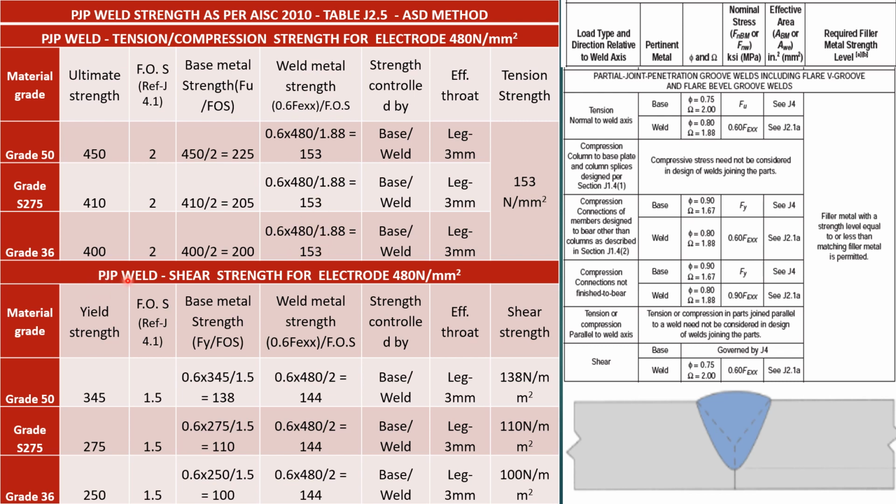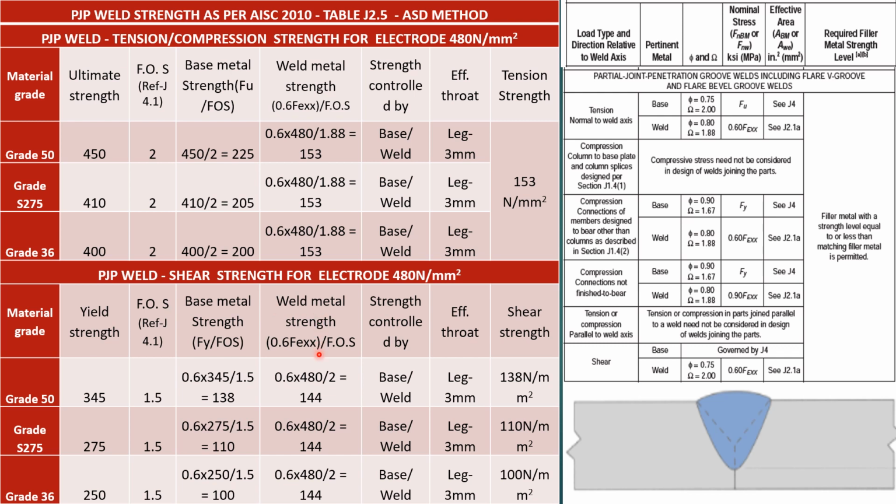Same thing we will see for PJP weld shear strength. For shear strength also, three grades comparison is provided here. We will see for grade 50, yield strength of the value is 345, FOS is 1.5. For shear, you can see here, a different factor of safety is provided. For base, it is governed by J4. For shear yielding the factor of safety is 1.5, and so the final base metal strength is 138. Here for shear we have to multiply with 0.6 always for PJP and CJP.